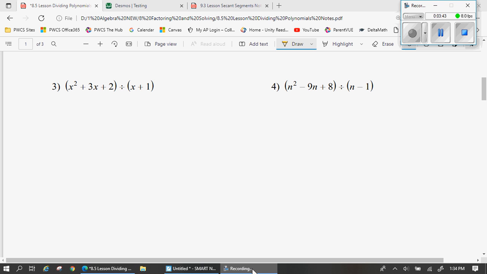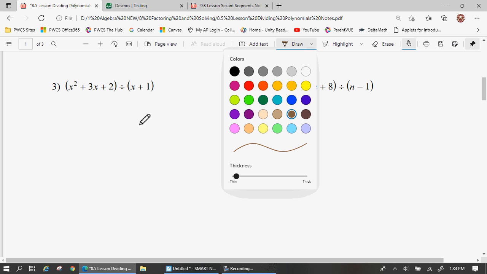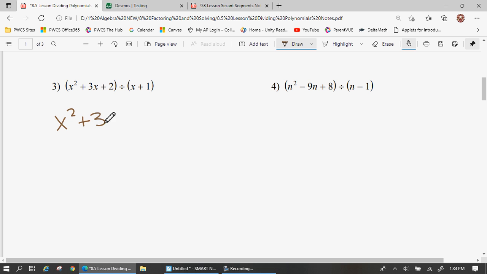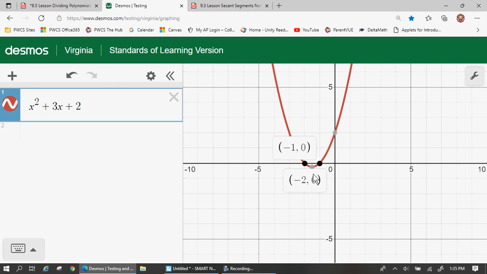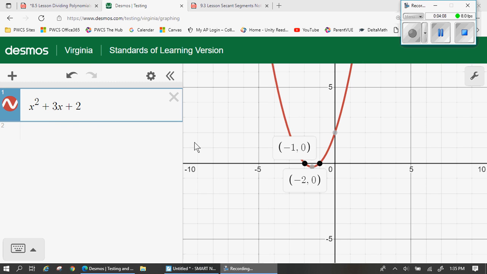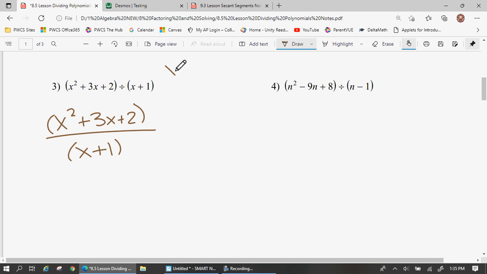So I'll do one more. I'll use parentheses. I want to factor that top quadratic. So I'm going to graph it and find its x-intercepts. When I graph, I get -1 and -2. So I get x equals -1 and x equals -2. And so we are going to move the -1 to the left to make it +1. Move the -2 to the left to make it +2.